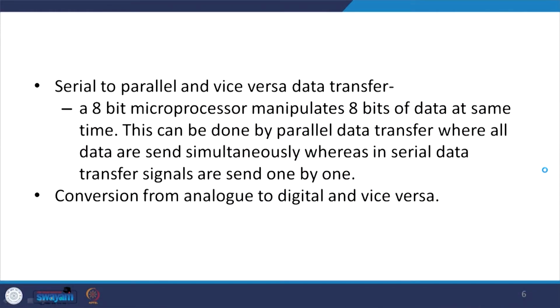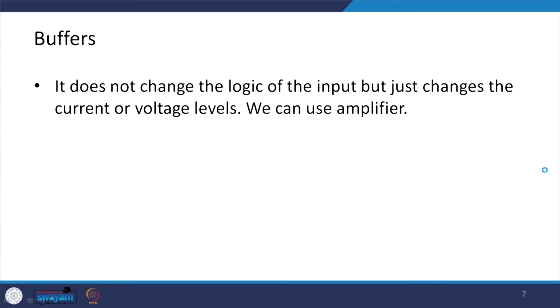Serial to parallel and vice versa data transfer. An 8-bit microprocessor manipulates 8 bits of data at the same time. Now, this can be done by parallel data transfer, where all the data are sent simultaneously, whereas in serial data transfer signals are sent one by one. And we may have the conversion from analog to digital or digital to analog. We have seen already these devices in my earlier lectures. Then buffers: they do not change the logic of the input, but just change the current or voltage levels, and we can use an amplifier for this.